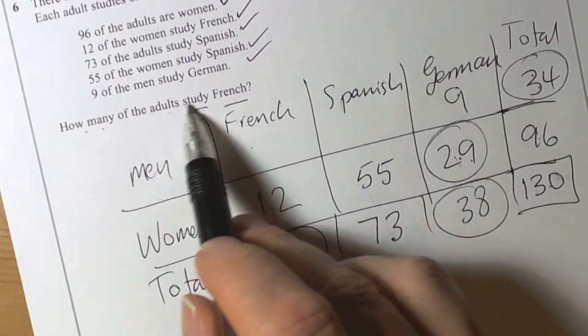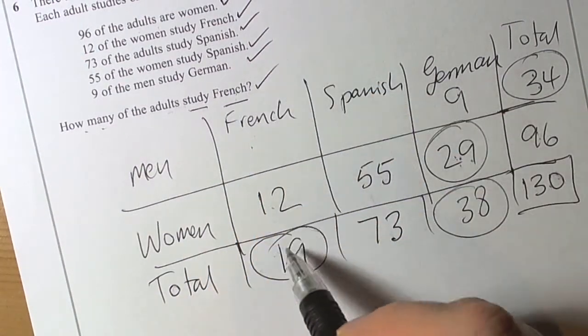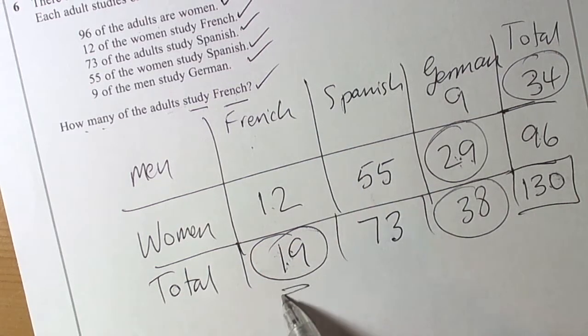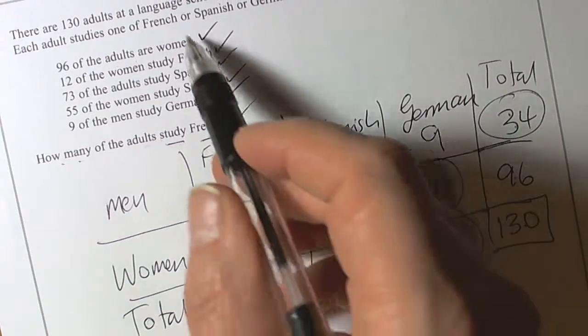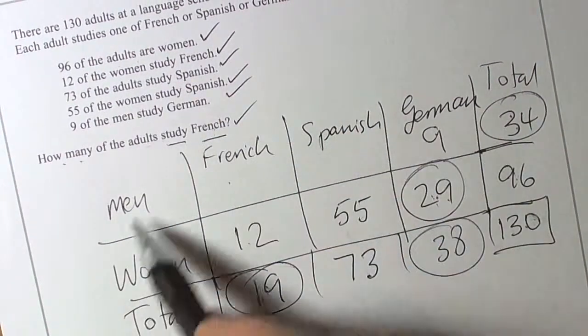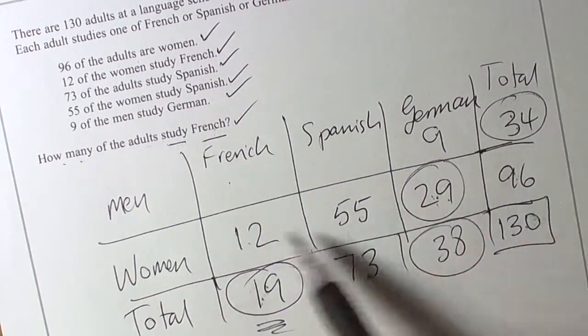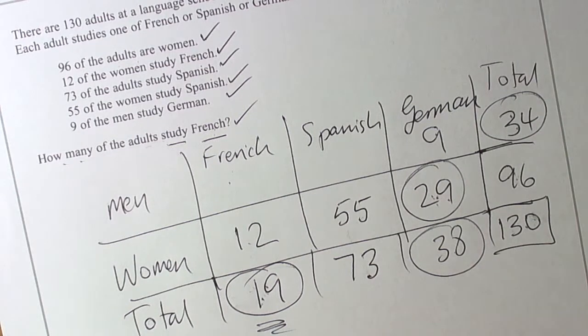So the answer to the actual question is 19. How many adults study French? That was the question. These are the number of adults who study French, so there's 19 of them altogether. So again, the idea being that when loads of information is given, a two-way table is usually a nice way to lay it out to quickly see how you can get the answer, rather than going through the logical approach of working out all the different bits.